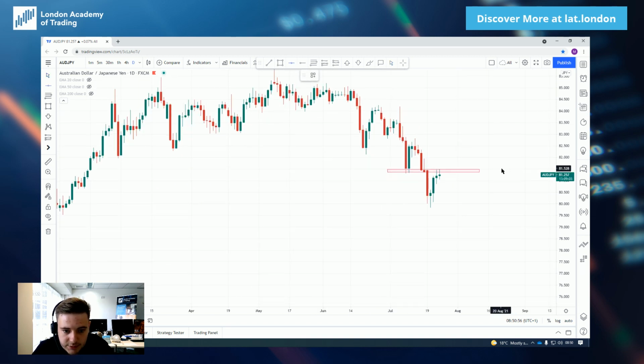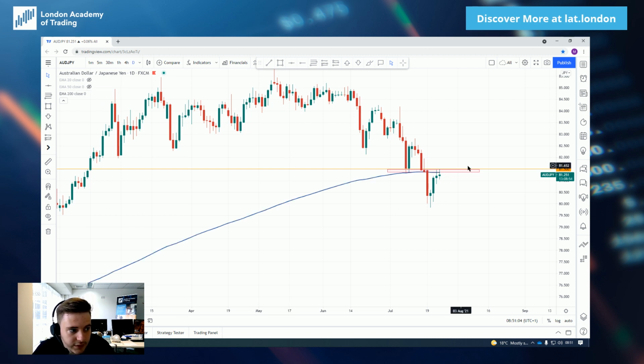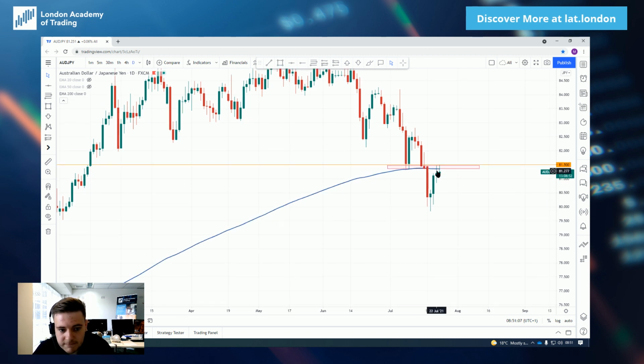Next thing that springs to mind is the round number here at 81.50. Get it exactly on the round number. Again, another reason to go short. Get the 200 daily moving average on. Again, we are rejecting that below it. So that gives us three reasons on this time frame to look to go short at this level.